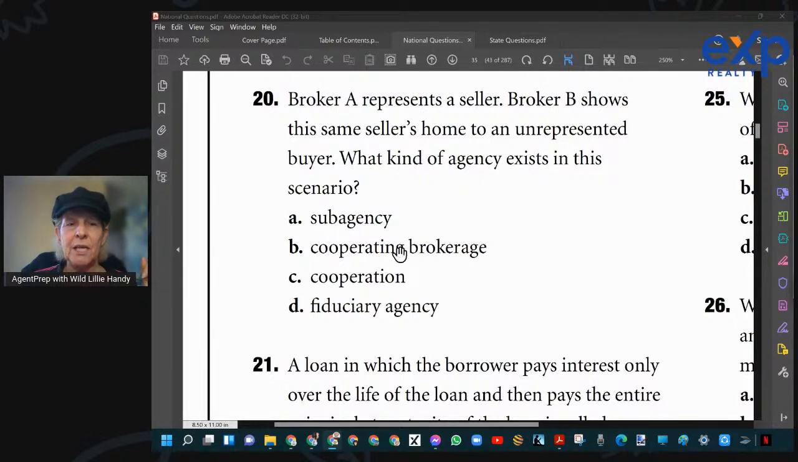A, sub-agency. Thank you, Sandy. B, cooperating brokerage. C, cooperation. Or D, fiduciary agency. What type of agency relationship exists with an unrepresented buyer?